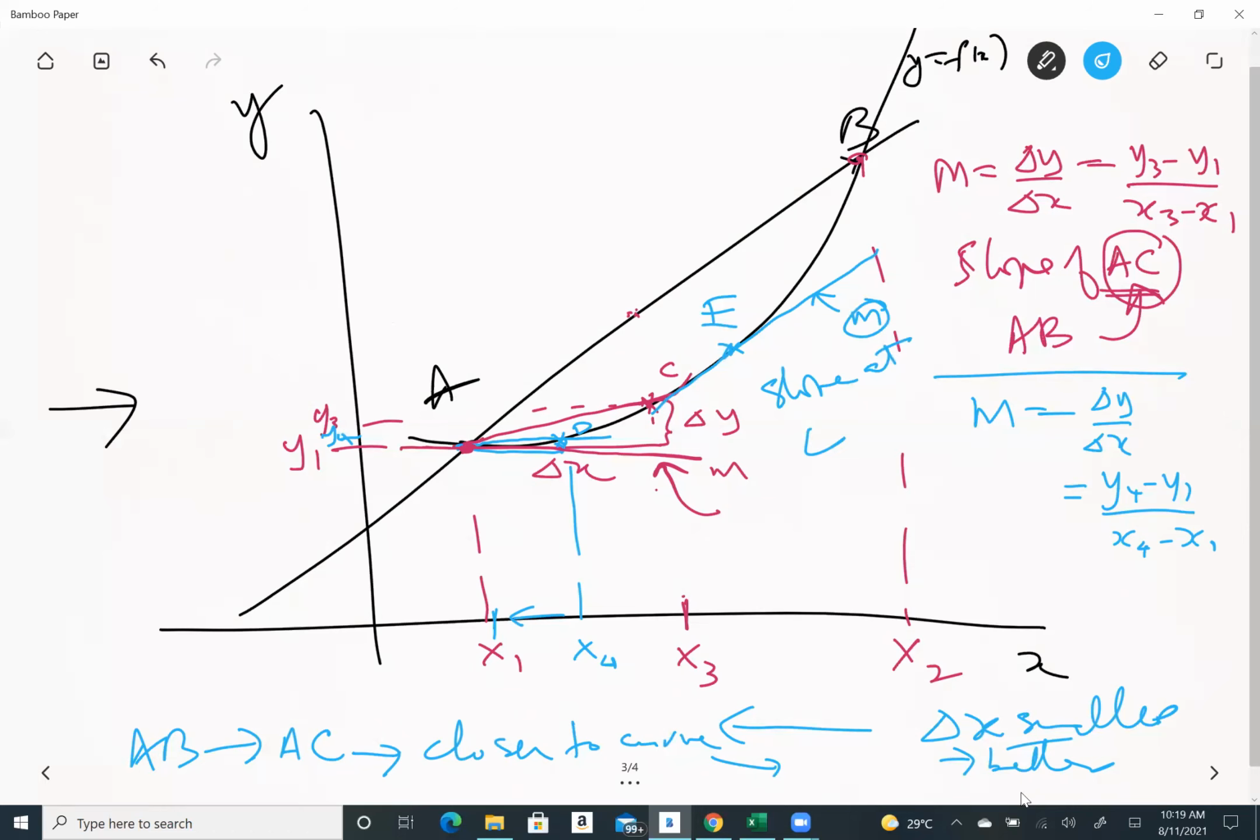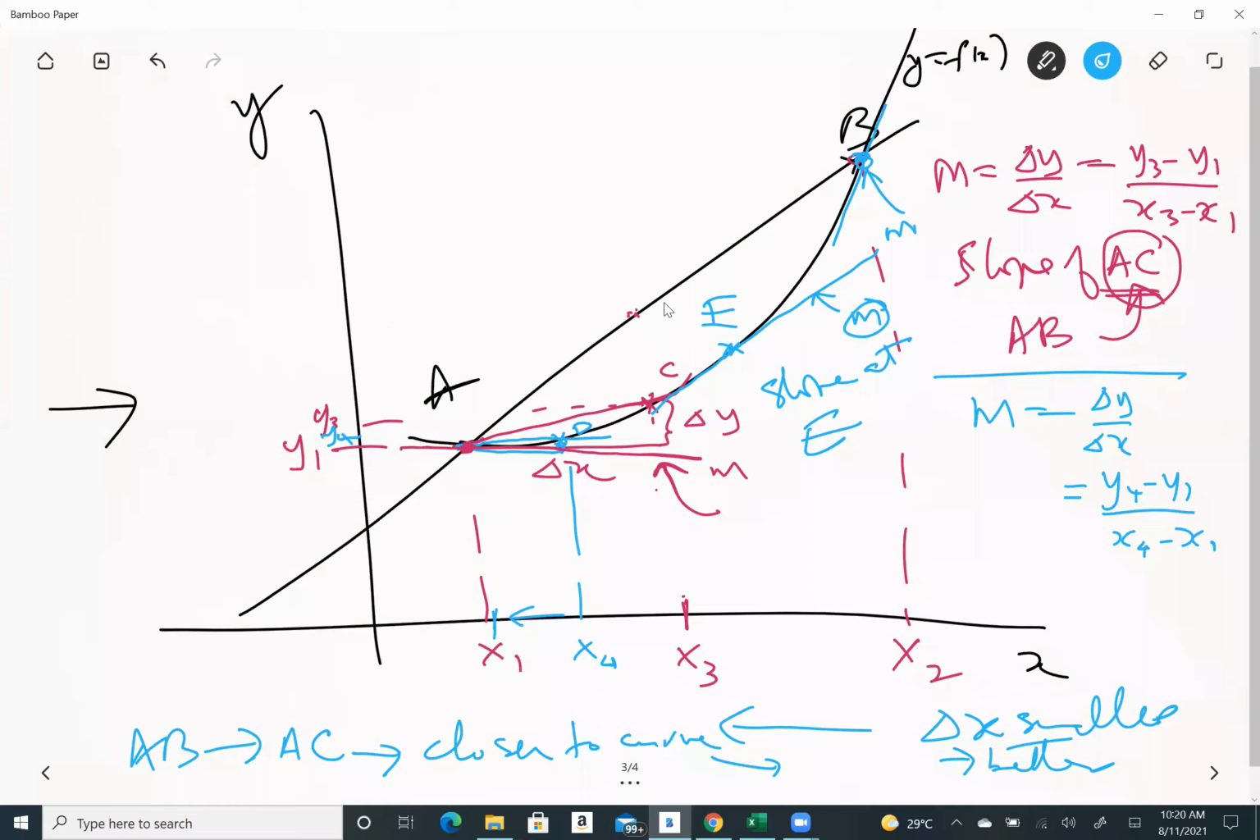Okay, I want to find the slope at B. What do I do? I just draw a straight line at that point. So that is the slope of the straight line tangent to the curve at point B. So we can find the slope anywhere.